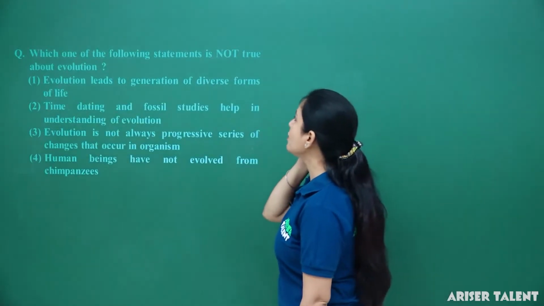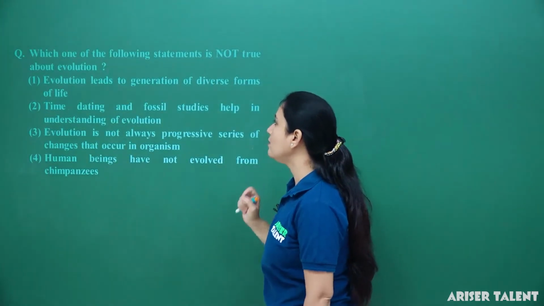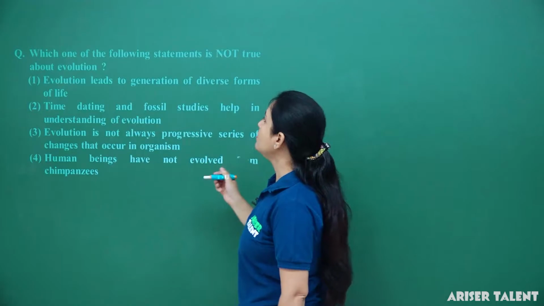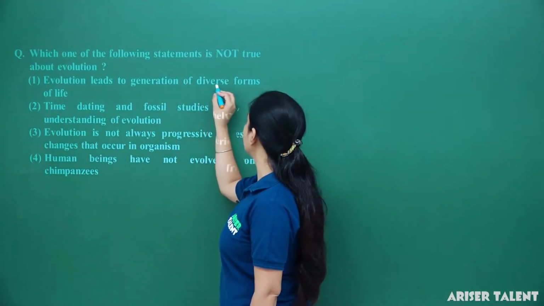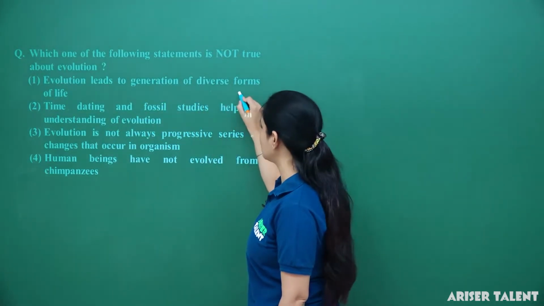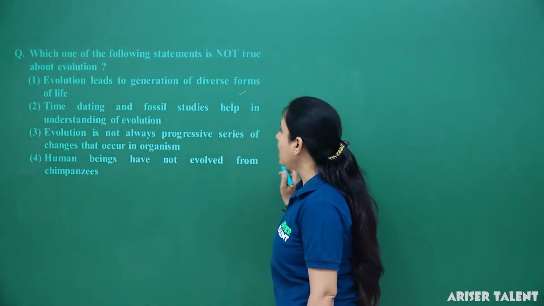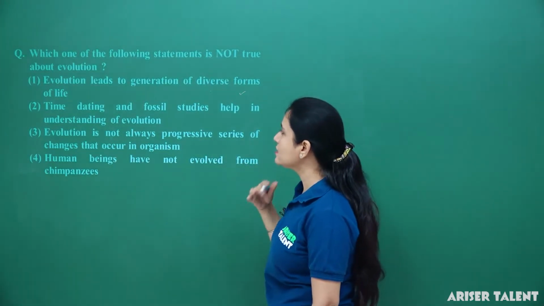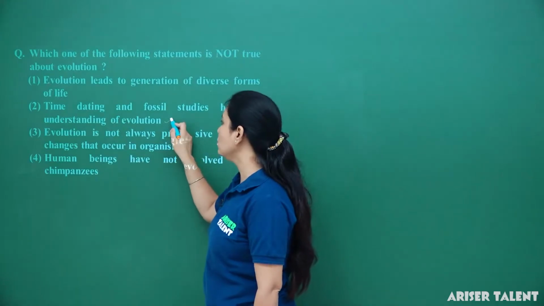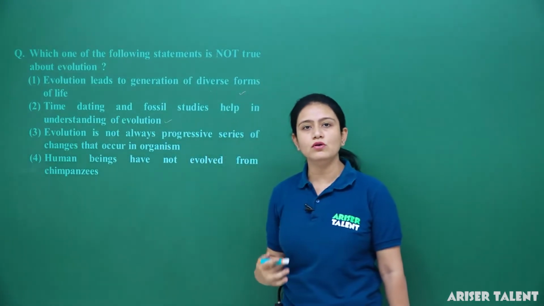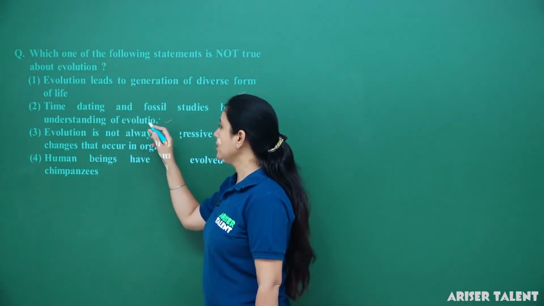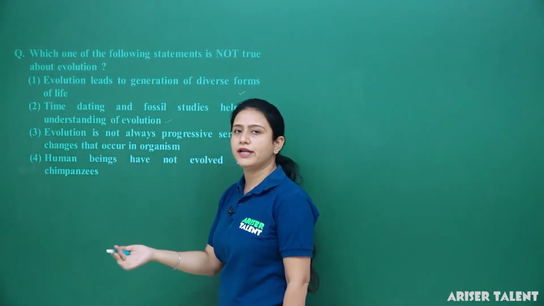Next is, which one of the following statements is not true about evolution? Evolution leads to generation of diverse forms of life. It's true. Time dating and fossil studies help in understanding of evolution. It's also true, because with time only we can know about the evolution. We can understand how the evolution takes place.